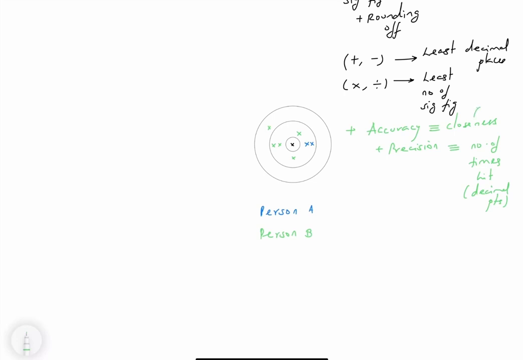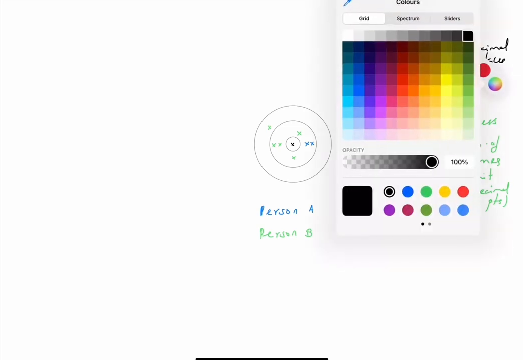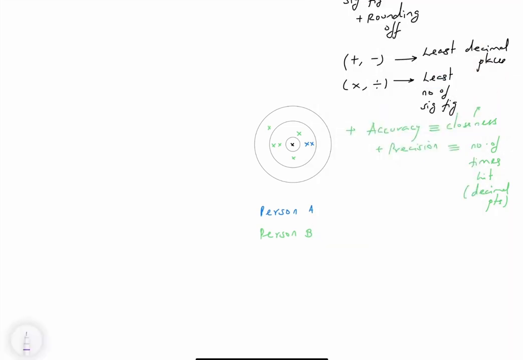This is nothing but the closeness to the value. So if you see here, in this case, I'll take another color to differentiate. Person A, if we talk about person A, this person has hit only two times over here. But are they accurate? Accurate enough? Because look at the distance, it's very, very less, right?